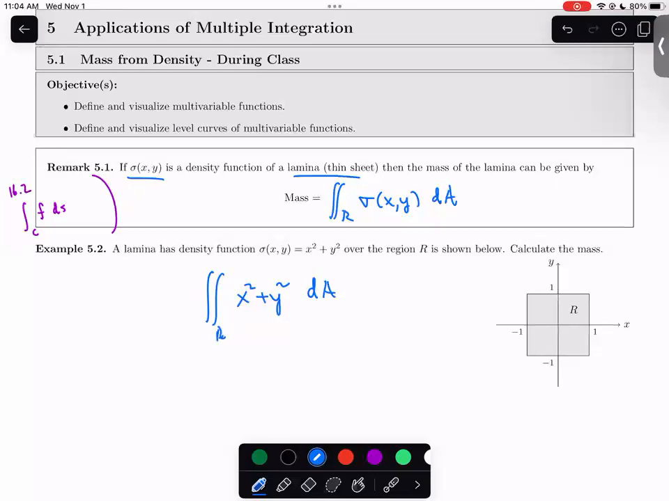Now, again, we're coming from 15.4, where we've been doing lots of integrals in polar. I have a function, x squared plus y squared, which would look beautiful in polar. R squared, done, right? On the other hand, my region is a square. It looks quite beautiful in Cartesian, right?